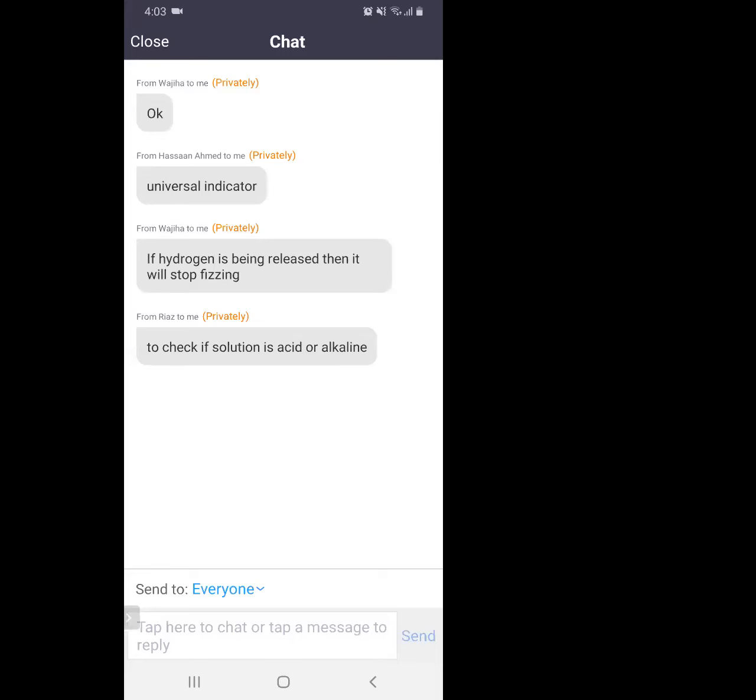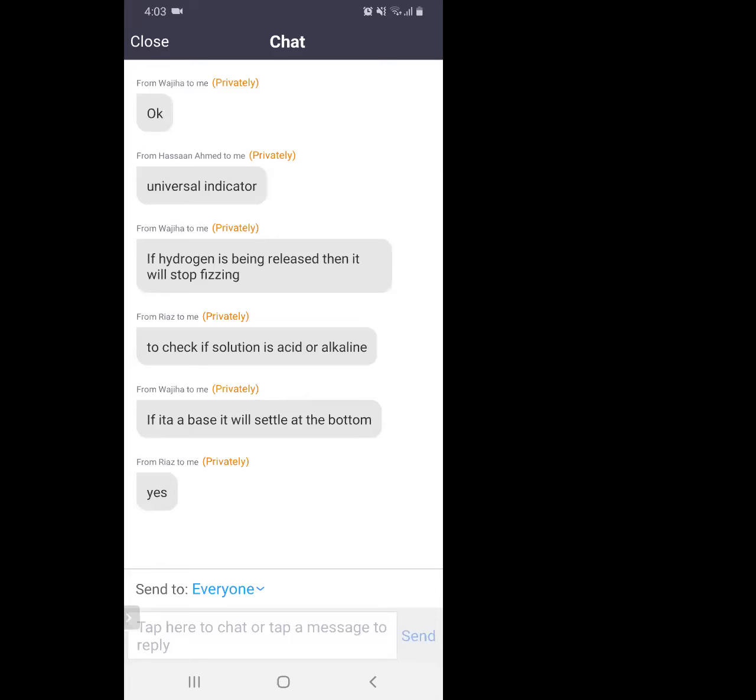So Riaz, to check if the solution is acid or alkaline is the same as using an indicator. Like, how would you check if the solution is acid or alkaline? By using an indicator, right? So that is the same thing. Okay, can you guys read each other's answers? Yes, Wajiha. Okay, good. That answer is the correct answer.